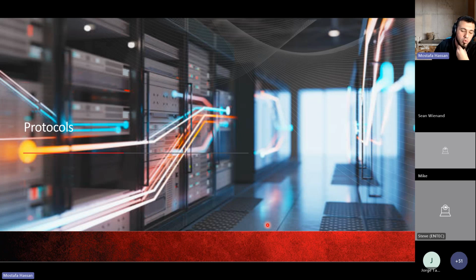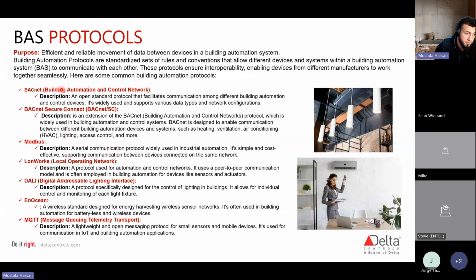Protocols, this is how two devices will communicate with each other, or the whole network really. Think of it as different languages to transmit data, and it's important to know common ones that are in the space, and specifically ones that you should be really focusing on and specifying as well. So there are different BAS protocols. The first one here is BACnet, right? And it's in the name, Building Automation and Control Network.